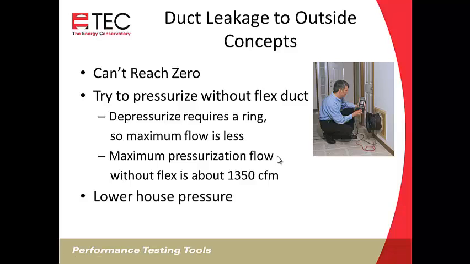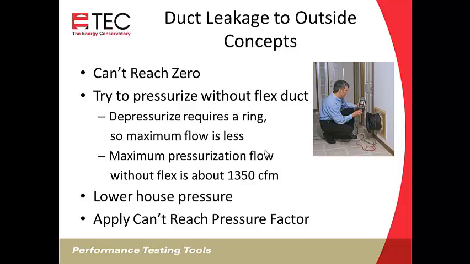So if you can't reach zero, even at that point, what you need to do is lower your house pressure. Instead of shooting for 25, you'll have to shoot for 20 or 15 or however low you need to drop it in order to get the ducts to zero. There's no way to extrapolate numbers any other way. So you need to lower the house pressure and then get the ducts to zero. And then you'll need to apply a can't reach pressure factor.